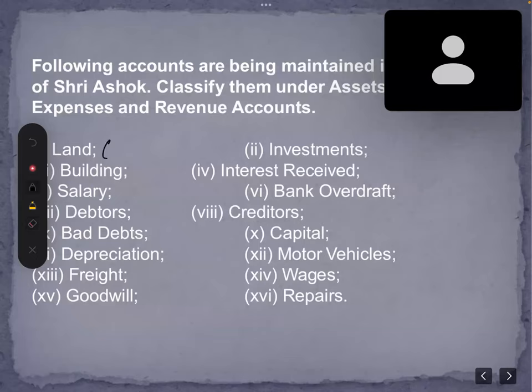Okay, so land is an asset account. Then we have the building also falls under the category of the asset. Salary, tell me everyone, salary will fall in which category? Expense. Yes, it is an expense. Perfect. Then debtors.